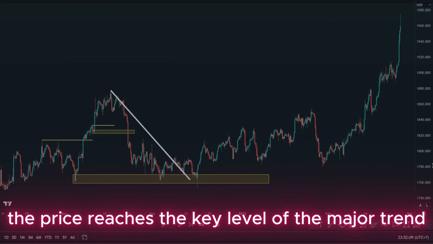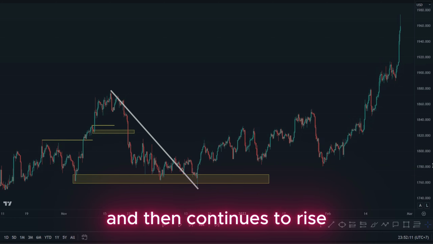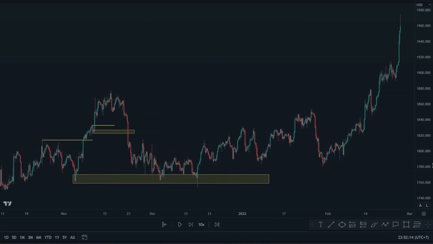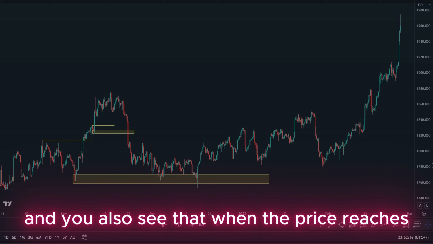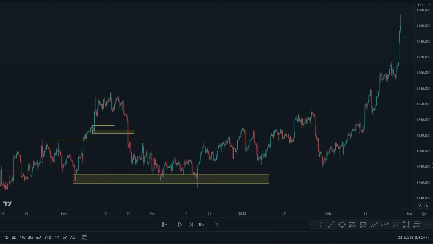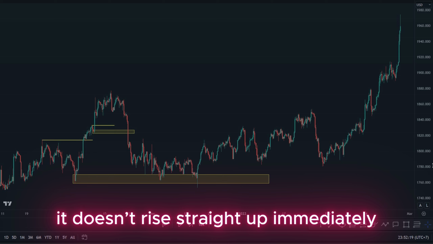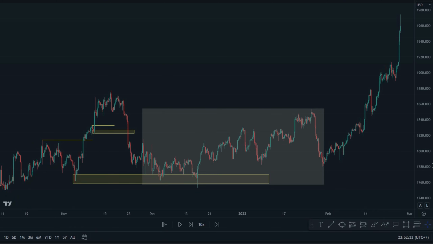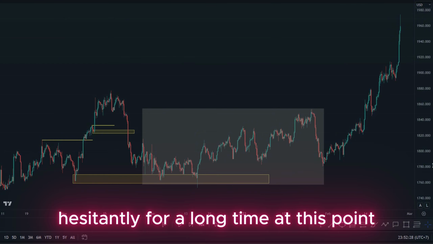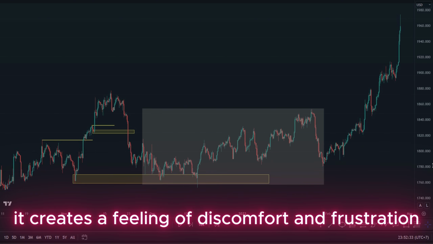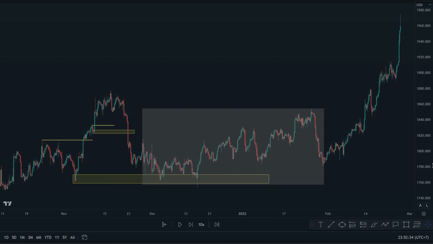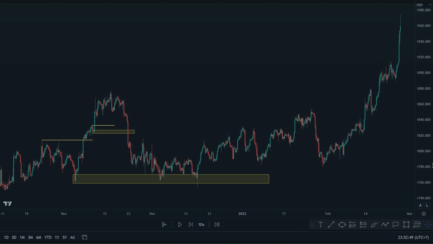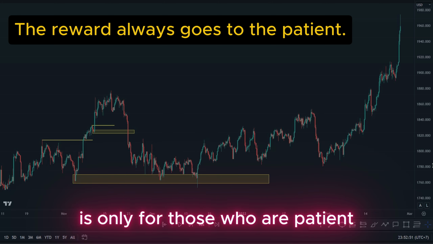The price reaches the key level of the major trend, and then continues to rise. And you also see that when the price reaches the key level of the major trend, it doesn't rise straight up immediately, but it moves very hesitantly for a long time at this point. It creates a feeling of discomfort and frustration, and it's easy to give up. But the reward is only for those who are patient.